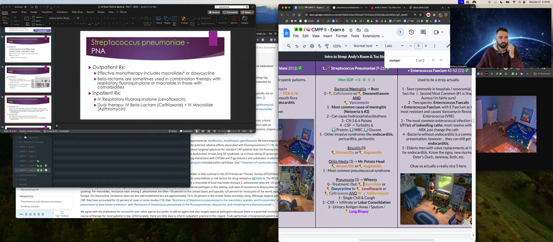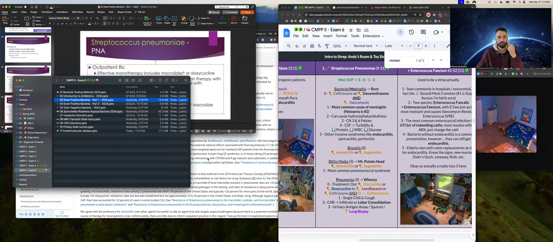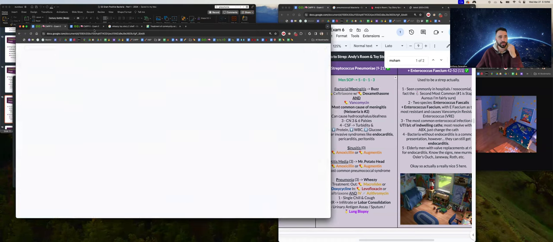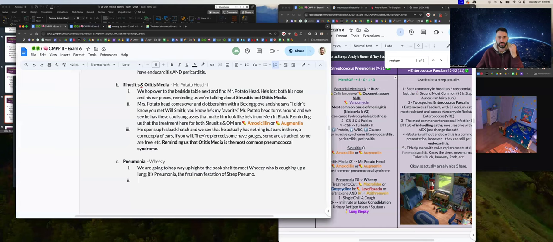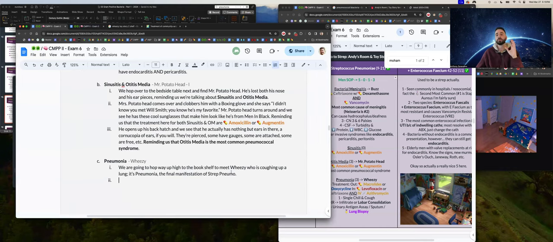We are going to remember both for inpatient, which I think is important. I don't know why this has a star. Or macrolide in those with comorbidity. Yeah, I mean, sometimes it's a numbers game. You just have to hedge your bets here. So we are going to stick with macrolide or doxycycline, and let's go with azithromycin. That's kind of the most common here. Okay, so Wheezy.